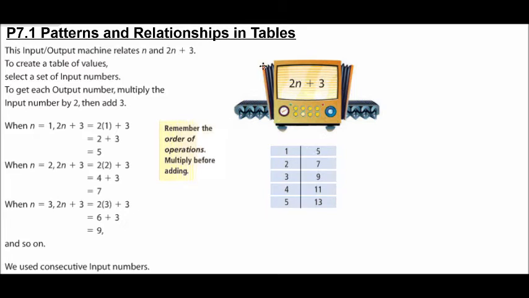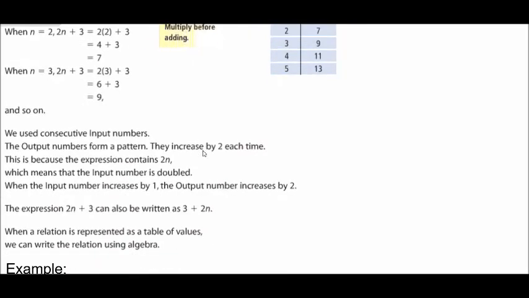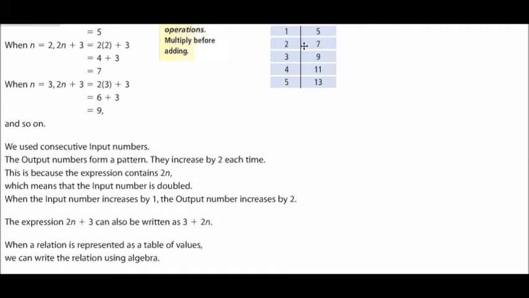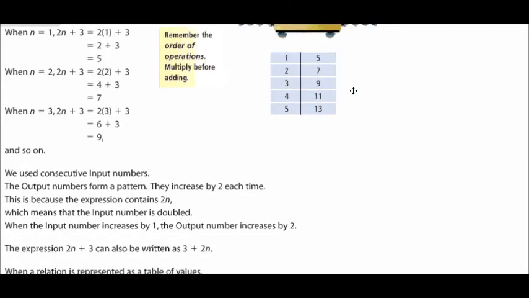So I can plug any number I want into the machine. The machine will do the math, or in this case, we will do the math, and then we can determine what the machine would spit out. We used consecutive input numbers. So we will always use these numbers 1, 2, 3, 4, 5. Consecutive means in a row. The output numbers form a pattern, and they increase by the same amount every time.